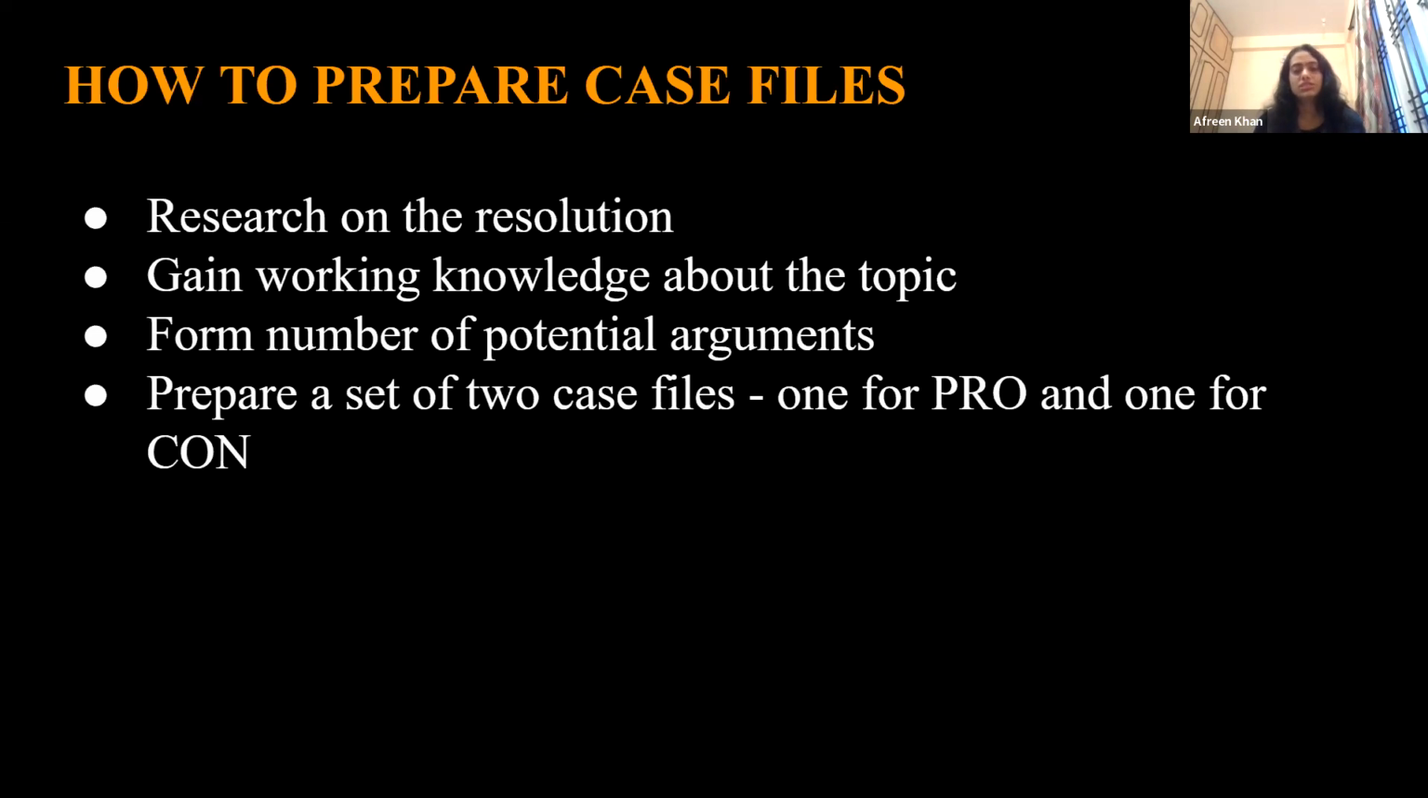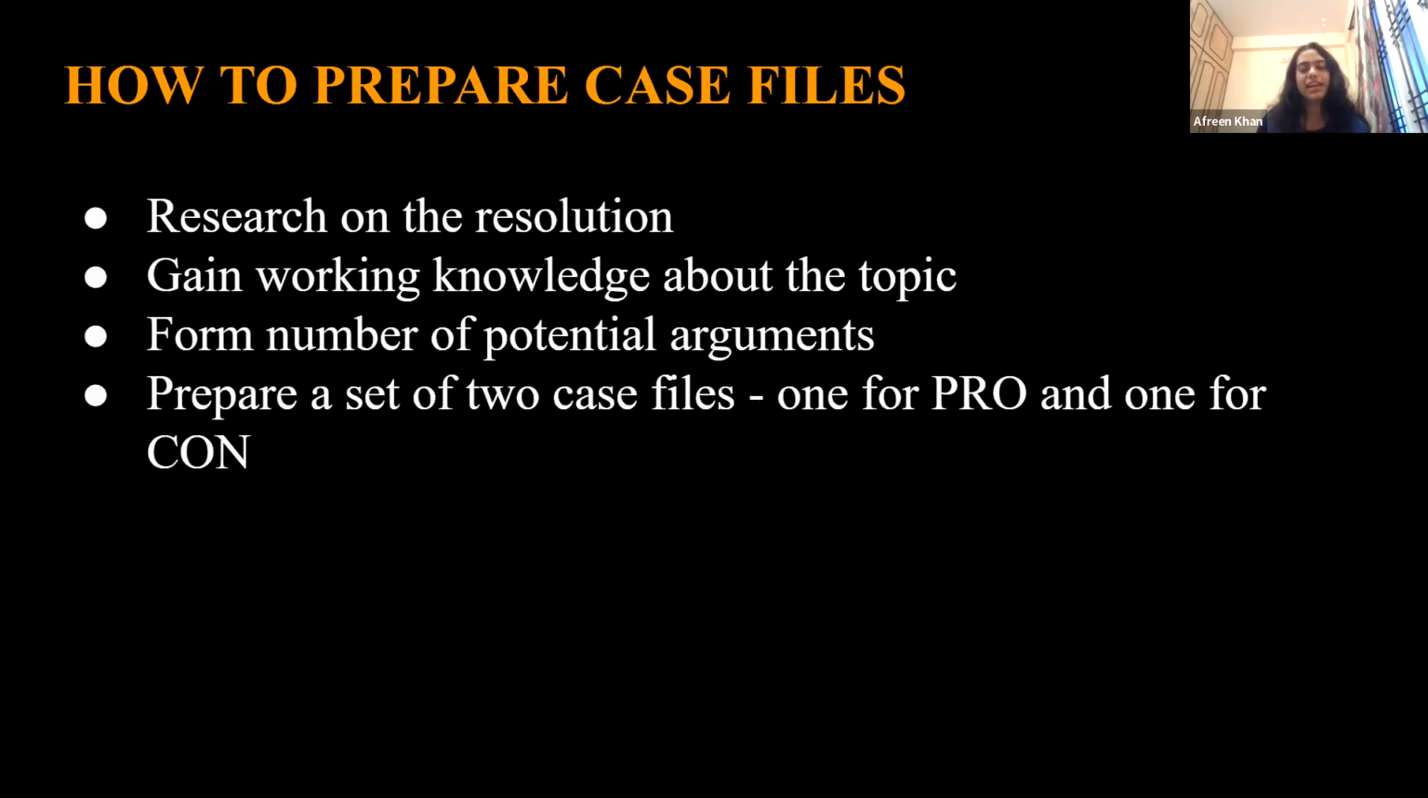So you're supposed to research on a resolution which has already been given to you. You're trying to have basic working knowledge of what the topic is. When one of you was asking about a particular jargon, you're supposed to research on that too. So it's not just about the argument that you're supposed to make, but also things related to the argument. Why? Because in crossfire you don't necessarily know what question can be asked to you, and therefore try to have a potential number of arguments in your case file.